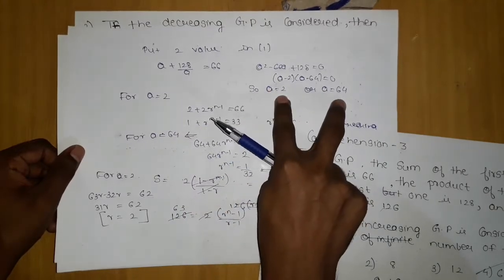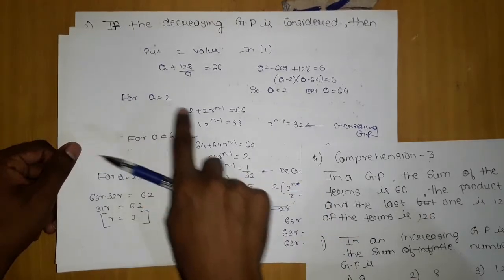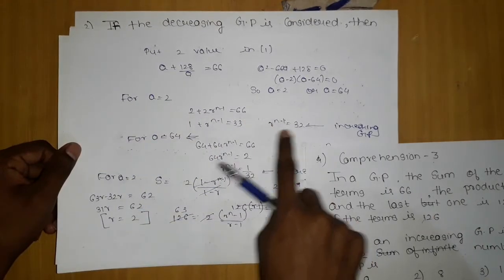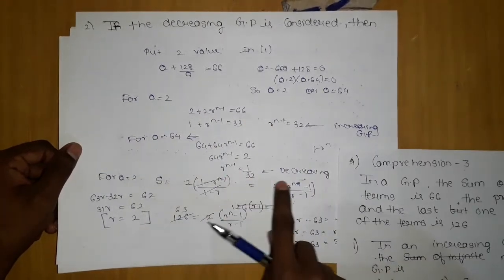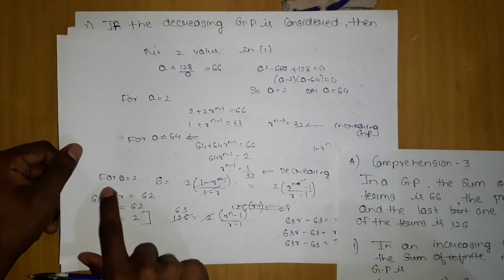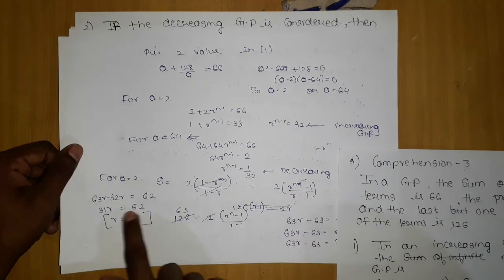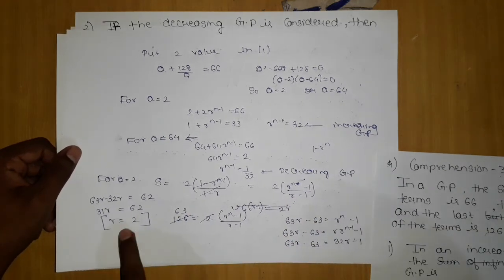Then I got two possible a values, which indirectly suggests that two series are possible. A is equal to 2. I got r to the power n minus 1 equal to 32, and for this I got 1 by 32, which suggests there will be two series, an increasing and a decreasing GP. Then I applied S equals 2 into r to the power n minus 1 upon r minus 1. There I got n equal to 6, and there I got r equal to 2.